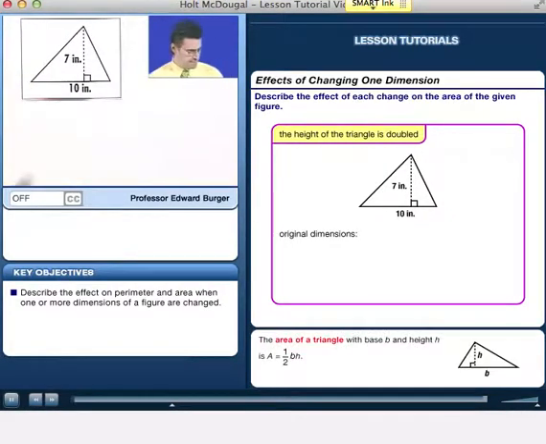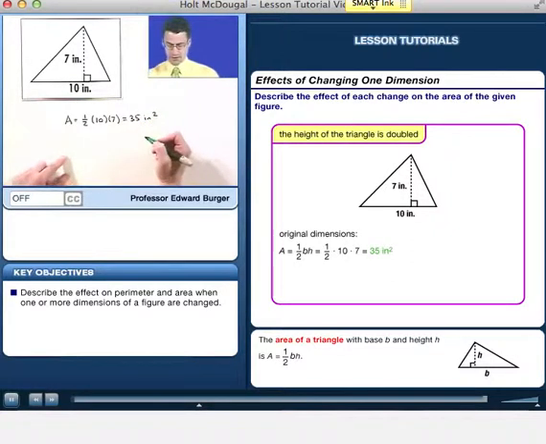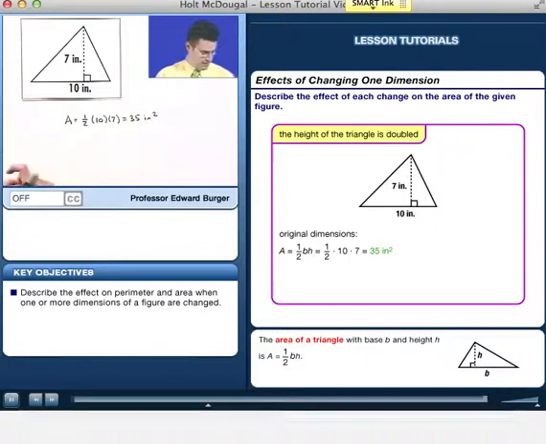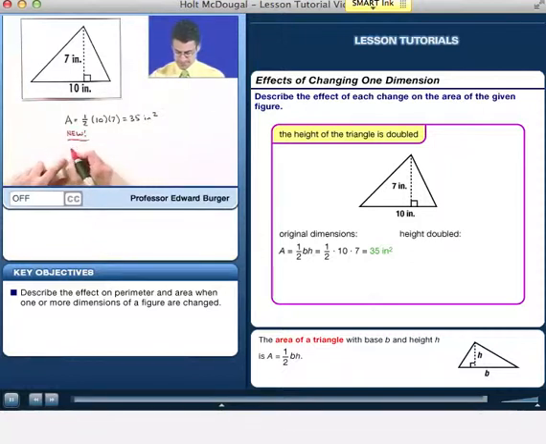So the original area, the original recipe, is 1/2 base times height, which is just 5 times 7, which is 35 inches squared. Now let's double the height. So new area, double height, equals 1/2 base, that still stays the same, times the height. Now the height is going to be 14.